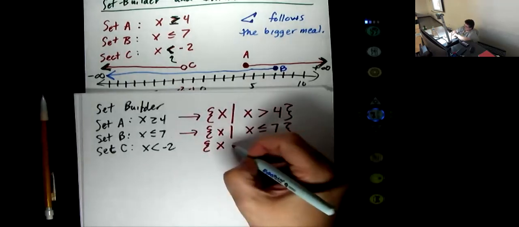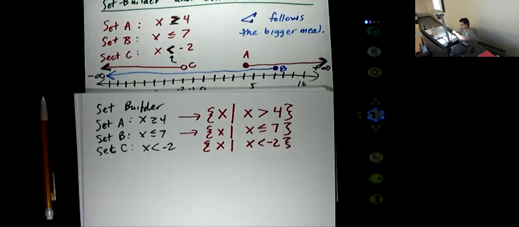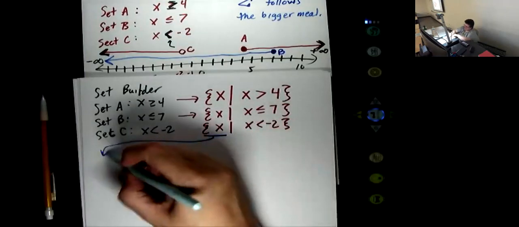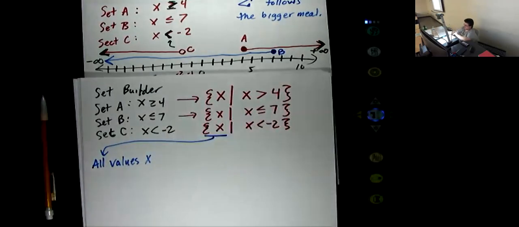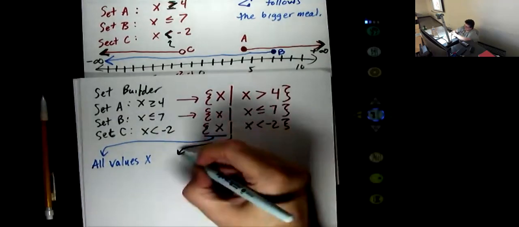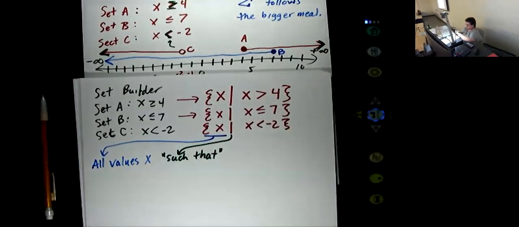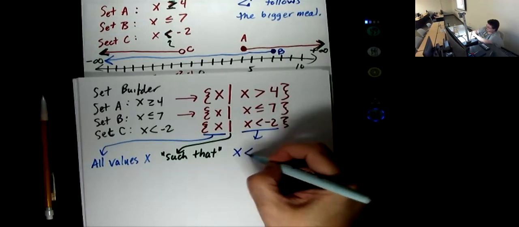Set C. The way it's supposed to be read is: what comes here is all values X. Then they have this vertical bar here. The vertical bar here is "such that." And then the right side is exactly what it says: such that X is less than -2.